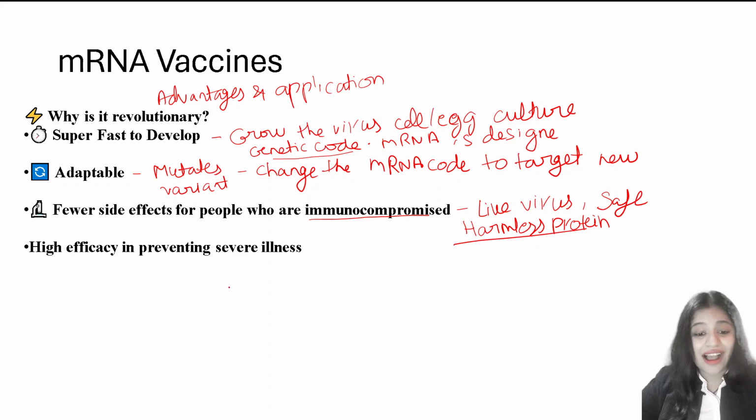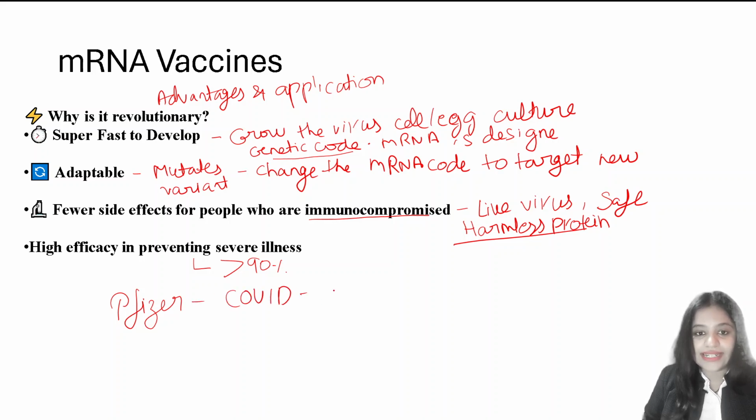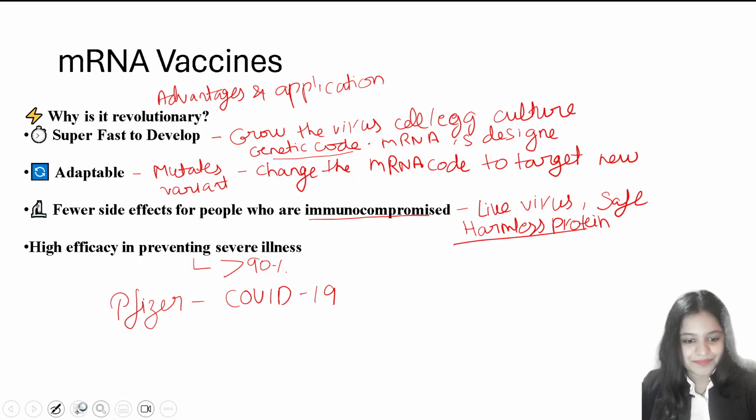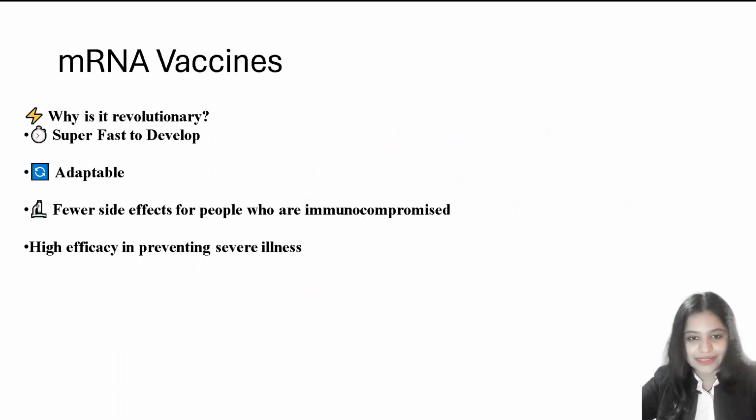And it has a high efficacy in preventing severe illness. Many clinical trials have shown that it has extremely high efficacy for preventing severe illness, more than 90%. As an example, the first mRNA vaccine to be approved was the Pfizer vaccine for COVID-19. This was everything about mRNA vaccines.